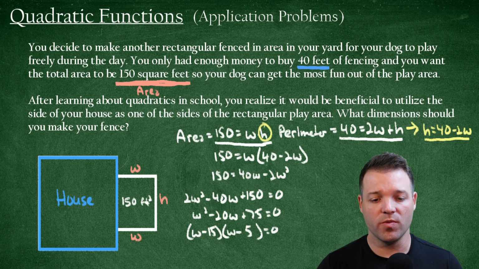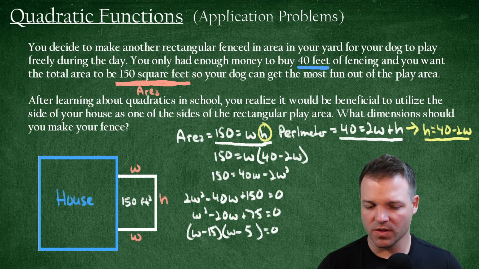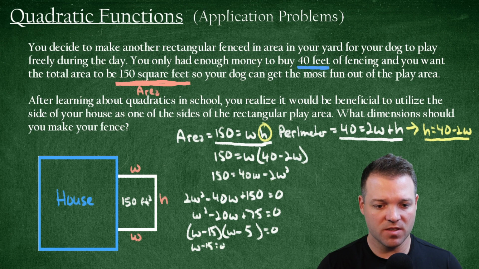So now we can go ahead and separate this out. Kind of running out of room here, but that's okay. So I'm going to say w minus 15 is equal to 0, and w minus 5 is equal to 0. And we'll solve for w for each of these. So w is equal to 15, or w is equal to 5.